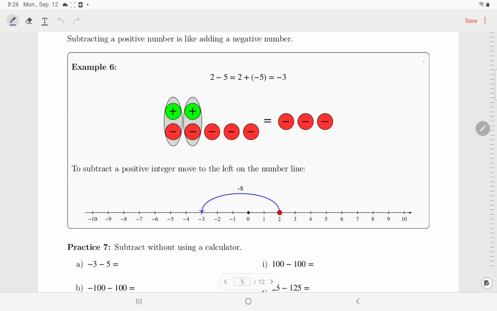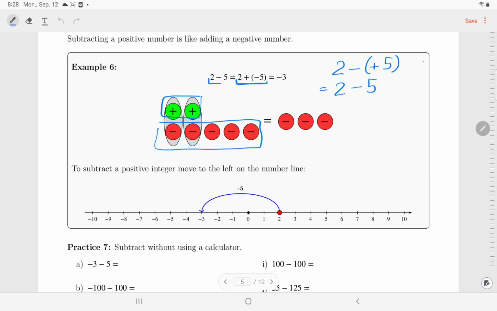Subtracting a positive integer is now very simple because it is the same as adding a negative integer. And we already learned how to do that. Notice that when we subtract a positive integer, we don't write minus positive 5. We just write 2 minus 5. And we know that 5 is positive. Again, it is much simpler to show the addition of a negative integer. So we start with positive 2 and we add negative 5.